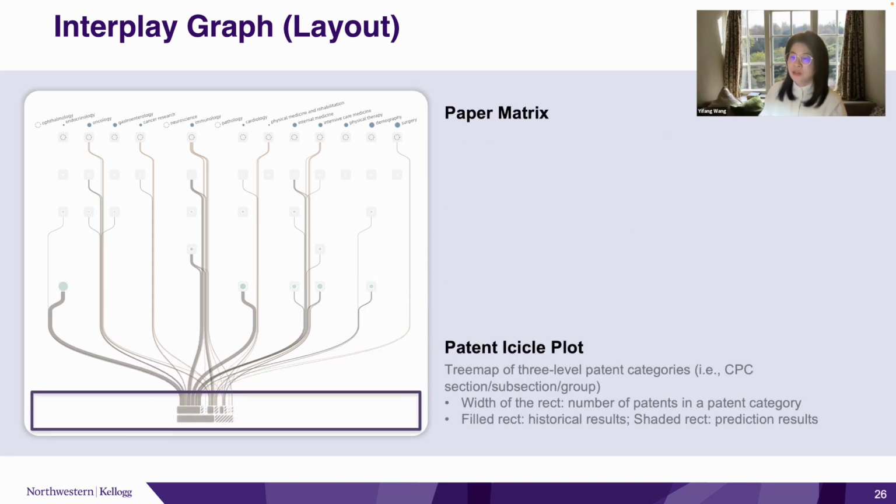The patent icicle plot uses an upturned icicle plot to summarize the patent categories from the 3-level hierarchy. Each rectangle represents a patent category, with the length encoding the number of patents in that category.